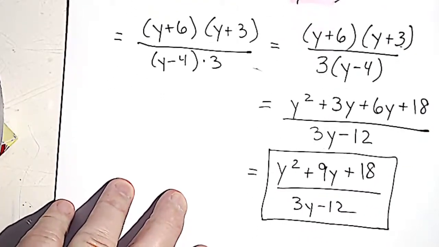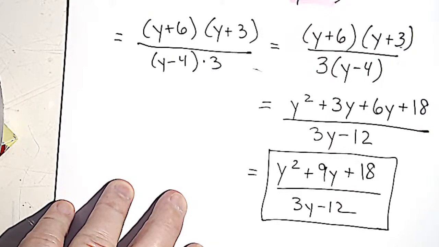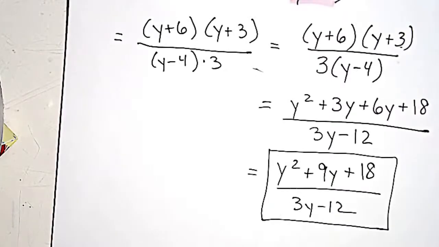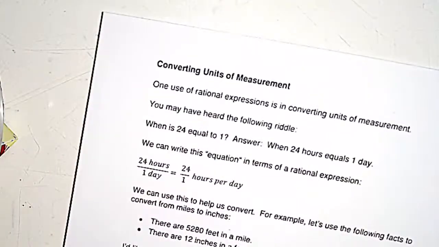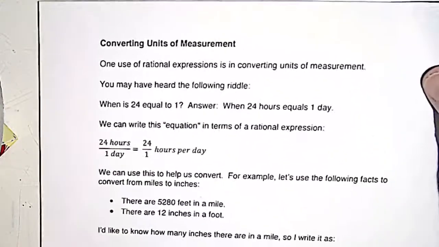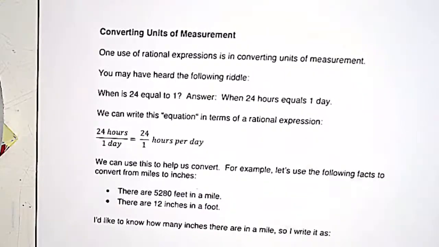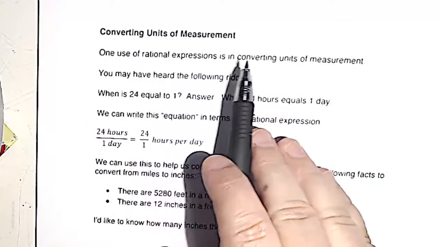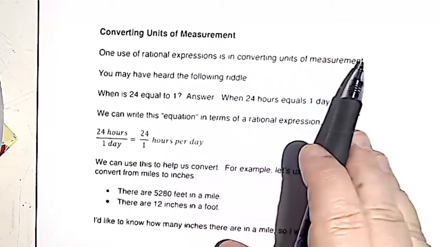Woohoo. Okay, so next up, the last thing in this section is we're going to talk about something kind of weird. It's a weird application of multiplication of fractions, multiplication of rational expressions, and that is converting units. So let's take a look at this. One use of rational expressions is converting units of measurement.